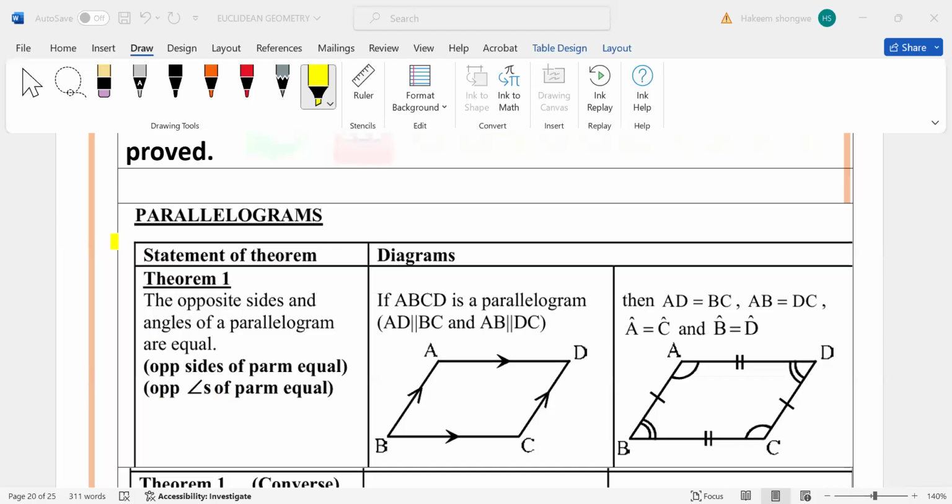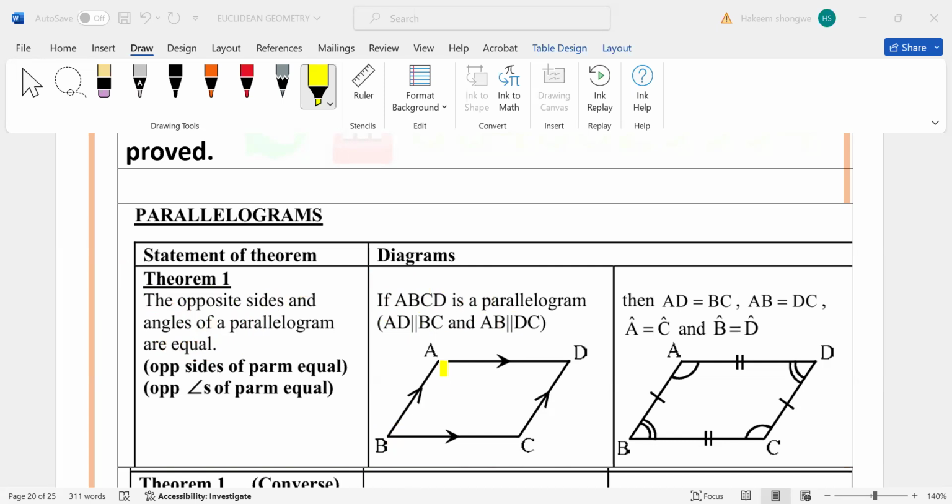This is our theorem one on the quadrilateral. So we have a parallelogram. It says the opposite sides and angles of a parallelogram are equal. So what's going to happen when you're busy working is they're going to give you something like this. They say if ABCD is a parallelogram.